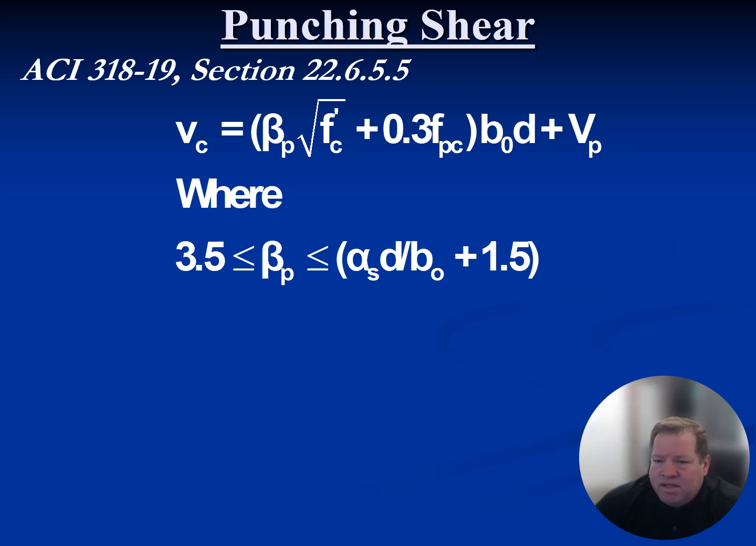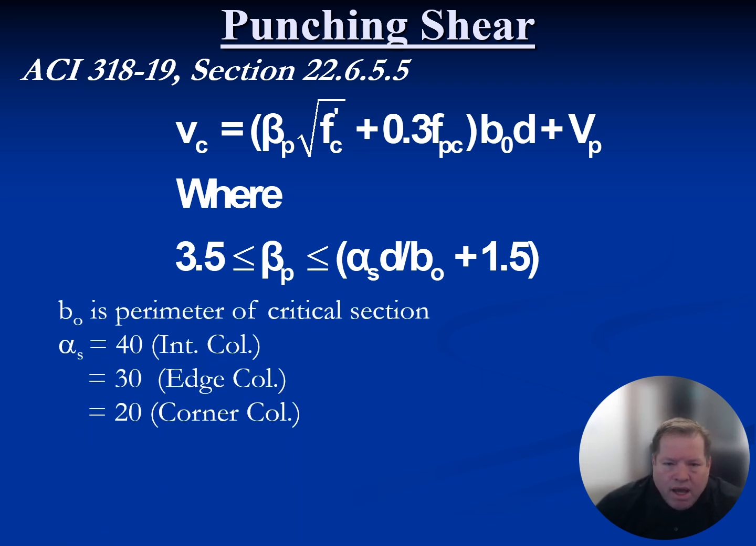B sub O is the same as before, D is the same as before, and the V sub P term I'll talk about in a little bit. So again, same mechanics, same everything, but of course we have to use a slightly different equation. The B sub O is the perimeter of the critical section. The alpha sub S dimension is 40, 30, and 20, just like it is for rebar concrete.